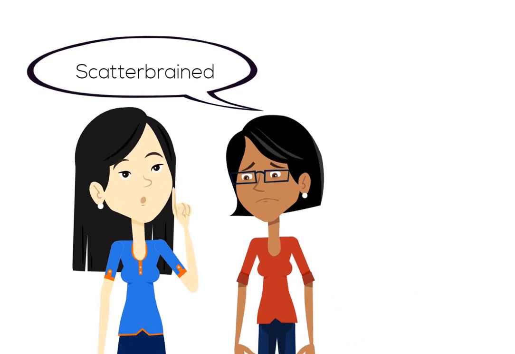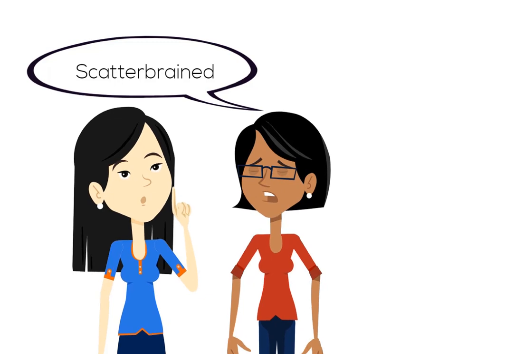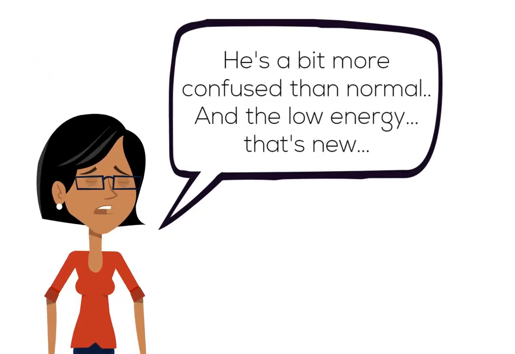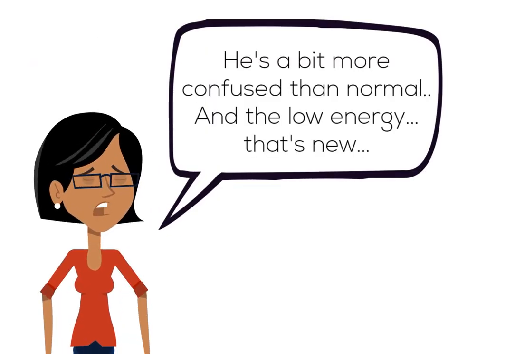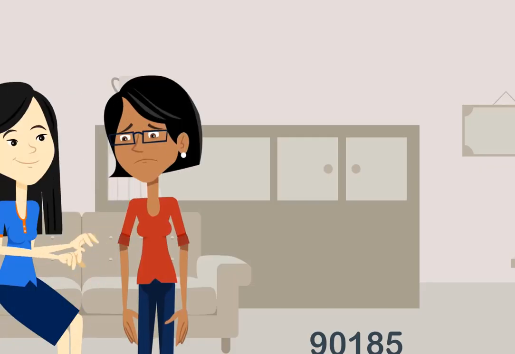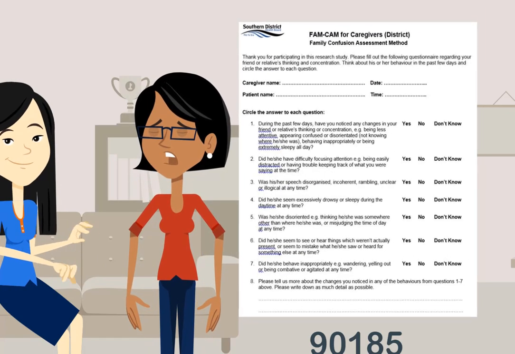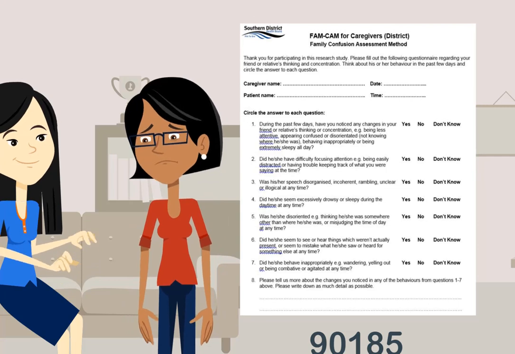However, on day 3 when Abby spoke to John, she also noticed he was quite lethargic, and that was a new feature. This lethargy seemed to come on quite quickly. When Abby asked Sue, Sue did say that John seemed a little bit more confused than normal, and that his lethargy was new. So Abby decides to use the FamCam with Sue.